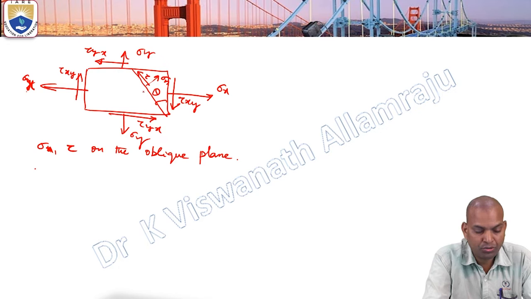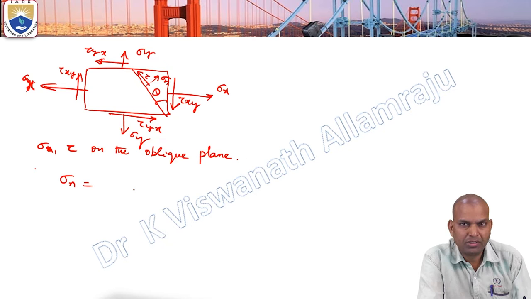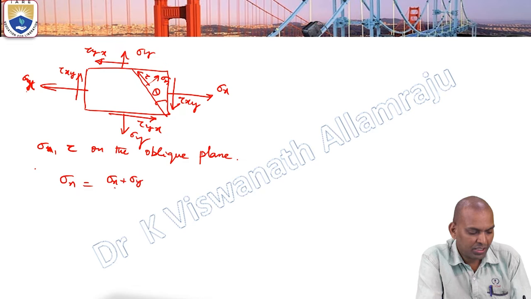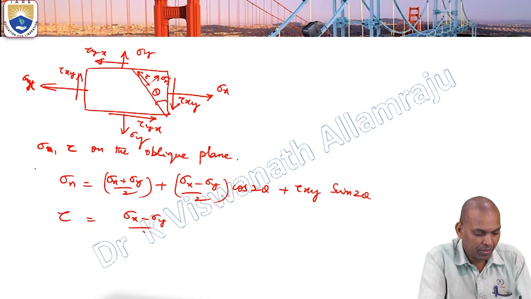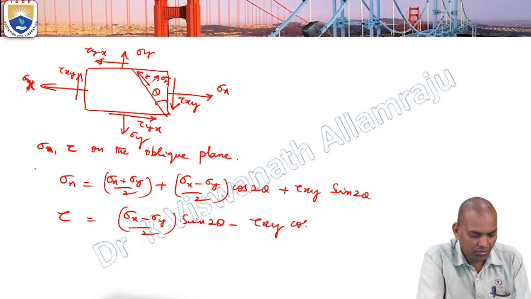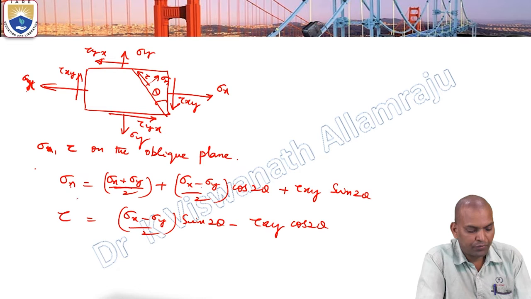Then sigma n, the normal stress on the oblique plane, in terms of sigma x, sigma y and tau xy, is sigma x plus sigma y by 2, plus sigma x minus sigma y by 2 cos 2 theta, plus tau xy sin 2 theta. And tau equals sigma x minus sigma y by 2 sin 2 theta, minus tau xy cos 2 theta. Here sigma x plus sigma y by 2 is the average stress, and the remaining terms are the resultant portion. And theta is the inclination of the oblique plane.